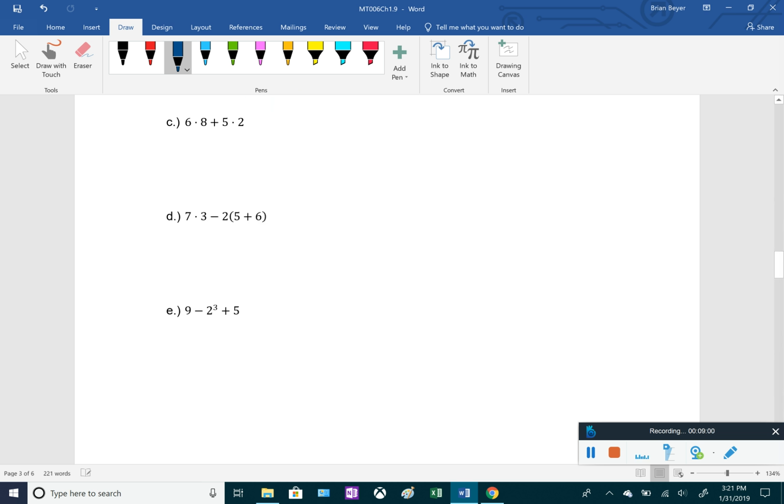Next one, 6 times 8 plus 5 times 2. So we have multiplication and addition. So we do the multiplication first. 6 times 8, we get 48. Plus 5 times 2 is 10. So 48 plus 10, we get 58.